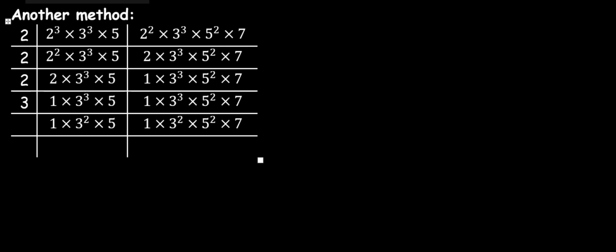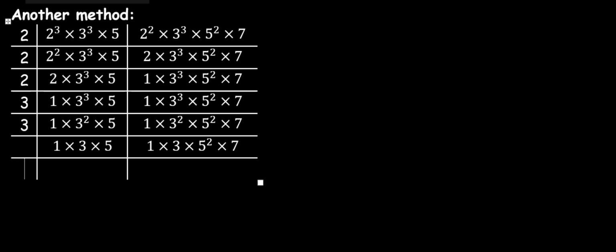We can still pick 3 again. 3 going through, you now have 1 times 3. The square will reduce to power 1, but we're not showing the power 1. So we just write 3 down times 5. Then similarly, in the second set of values, 3 square will now reduce to 3 raised to power 1, but the power 1 will not be shown there, so we'll just write down 3. We now have 1 times 3 times 5 square times 7.